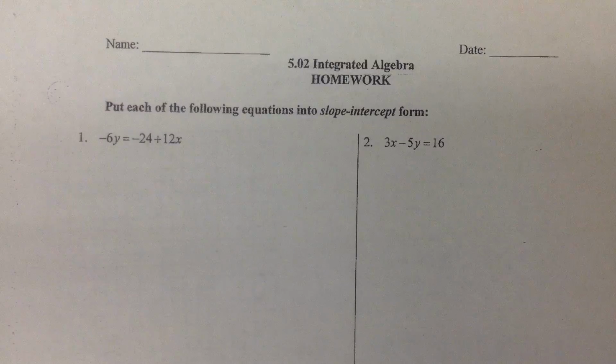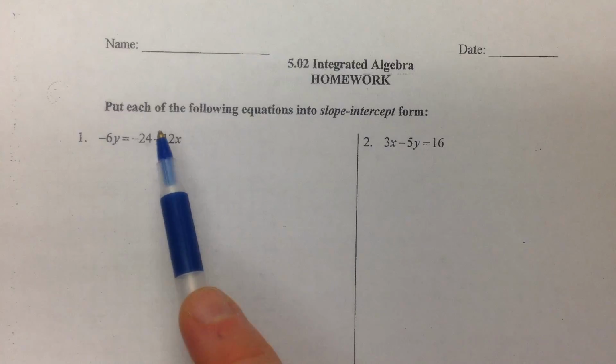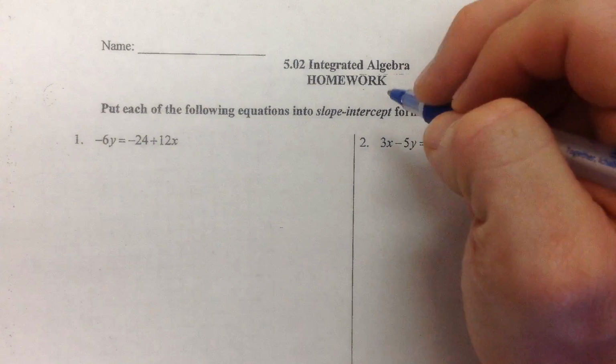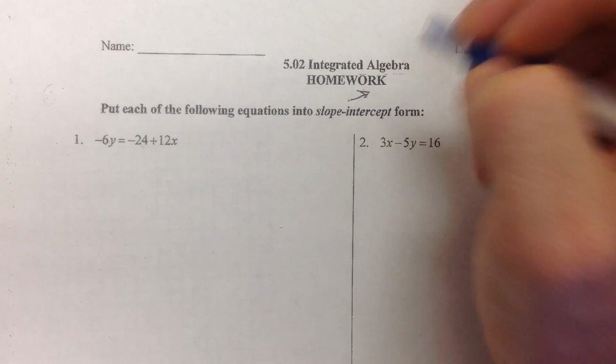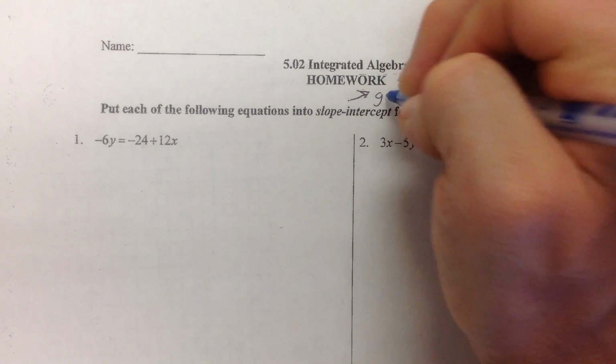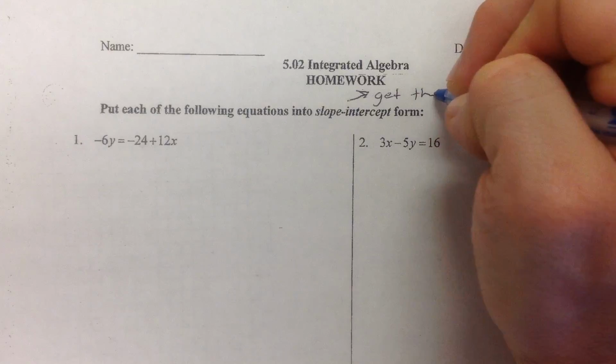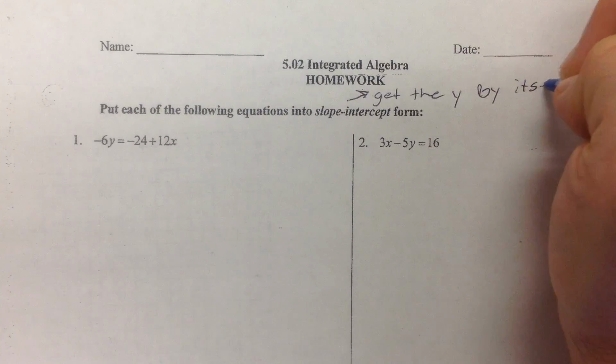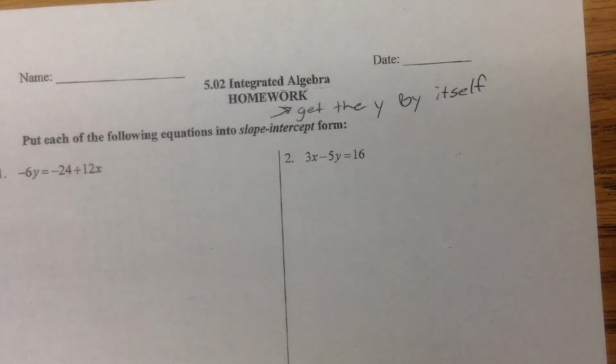So this is going to be a lot of getting y's by itself, doing some graphing, focusing on what we call slope-intercept form. So the instructions at the top: put each of the following equations into slope-intercept form, which is basically a fancy way of saying get the y by itself. All right, we've got to isolate the y and get it on one side all by itself.